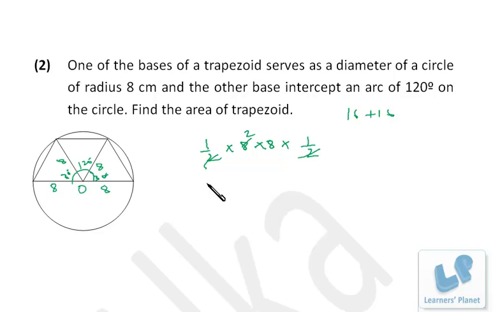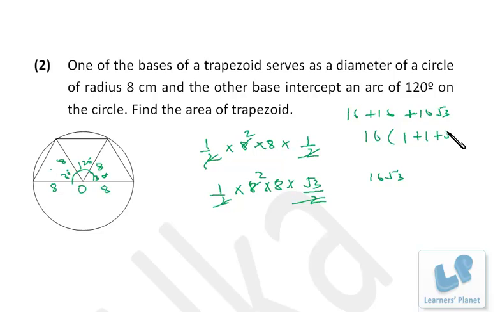Here we will be using sine 120 degrees. Sine 120 degrees is cos 30 degrees. So I just write half into 8 into 8 into root 3 by 2. So that's 16 root 3, right? So 16 plus 16 plus 16 root 3, that will be the area of this trapezium. This plus this plus this, right? So I can take 16 as common, 1 plus 1 plus root 3, or 2 plus root 3, into 16, that will be the area of this trapezium.